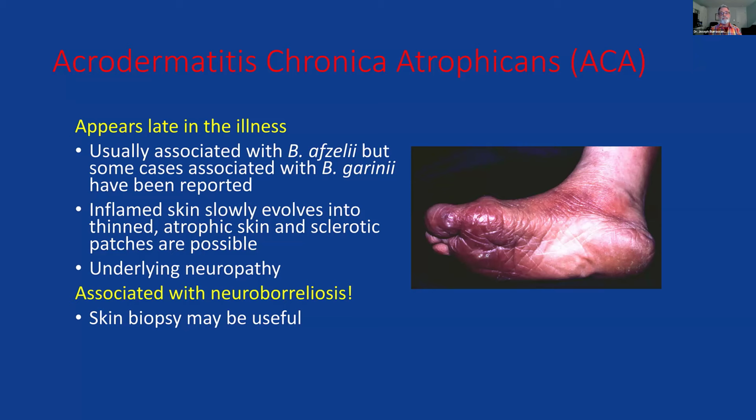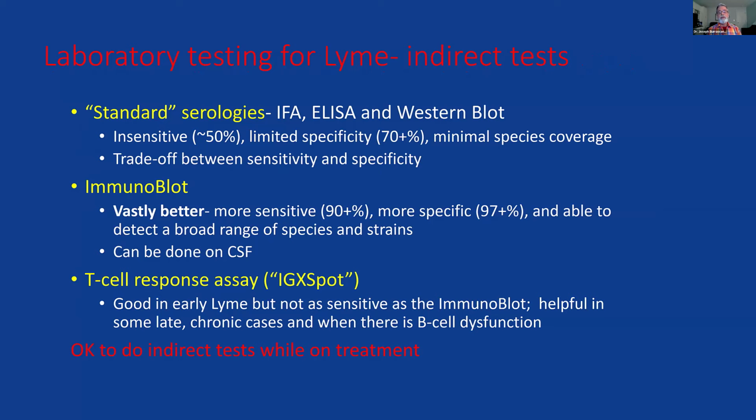When we talk about laboratory testing, there are two basic categories: the indirect tests and the direct ones. The indirect tests rely on the body's immune response to the infection. The so-called standard serologies from the big box labs, the IFA, ELISA, and Western blot, are known to be insensitive, not that specific, and they only cover those minimal species that I showed you in that other slide. With this technology, there's a trade-off between sensitivity and specificity, and for all these reasons it's been replaced with the immunoblot. This is something that IGeneX developed that's much more sensitive.